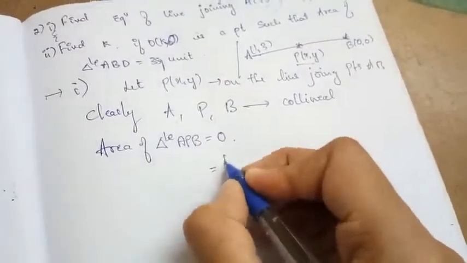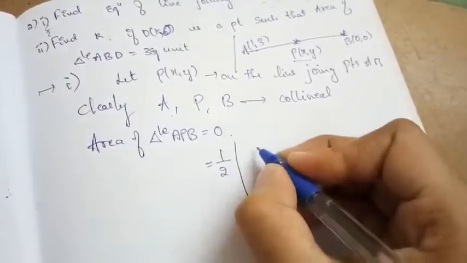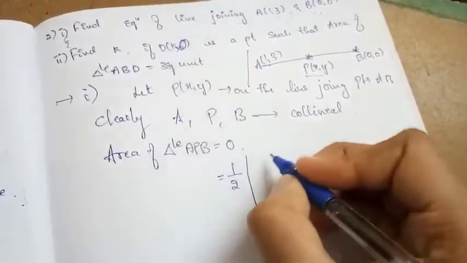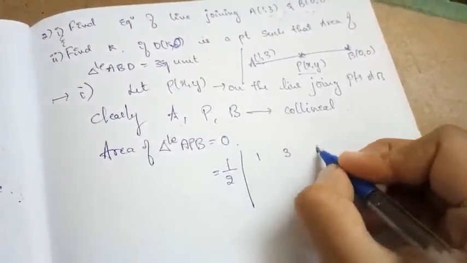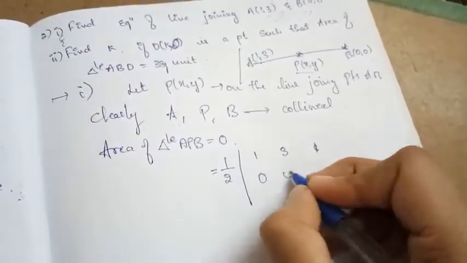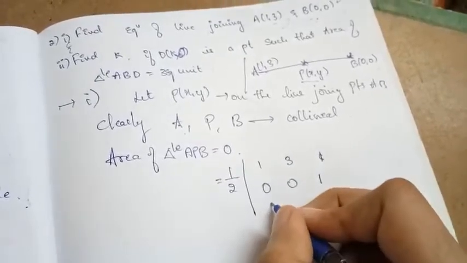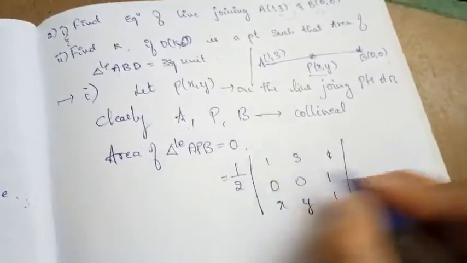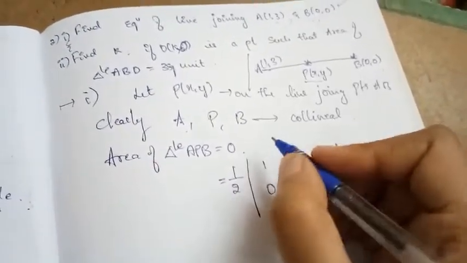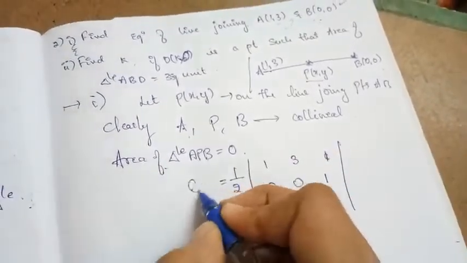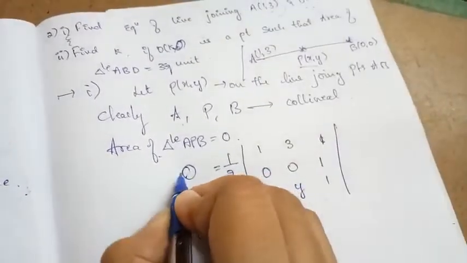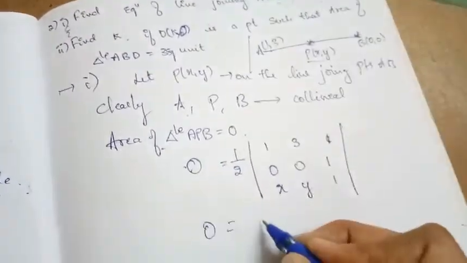Now the area of a triangle is given by the formula half of the determinant with rows x1 y1 1. What is the value of A here? 1 3 1, then 0 0 1, and the third point P is x y 1. This is the area of the triangle, and the area of the triangle is 0. So 0 is equal to, if I move this 1/2 to the LHS, it becomes 0.